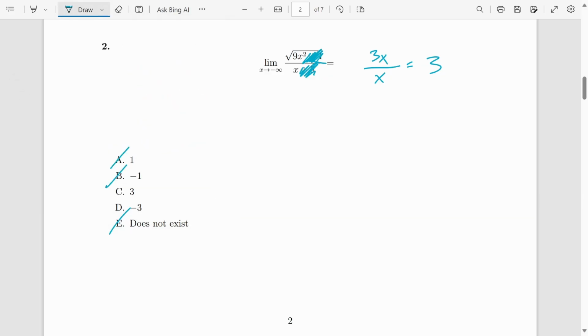To do that, we can imagine plugging a very large negative number into both the numerator and the denominator and see what signs we get on both the top and the bottom. On the top, if we plug in negative infinity for that x, this squared is going to make it positive, and this multiplied by 9 in the square root isn't going to change that. So our numerator is going to be positive. And on the bottom, it's just x. So as x approaches negative infinity, the denominator is going to be negative. And a positive divided by a negative equals a negative. So we know that our answer is going to be negative 3.